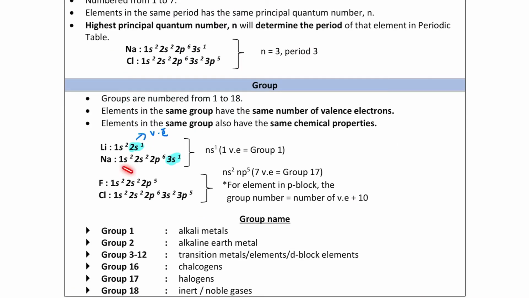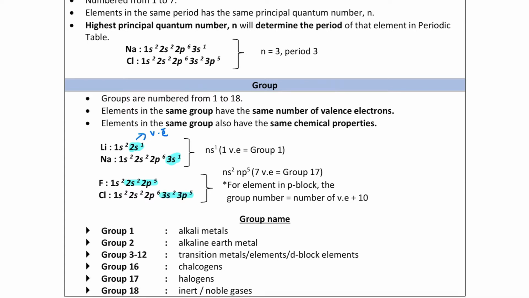Okay, and then next fluorine and chlorine. Okay, so sama juga macam mana nak tengok valence electron. Look for nilai n yang paling tinggi adalah 2 lah in this case. So that's mean the valence electronic configuration is 2s2 and 2p5 for fluorine. For chlorine, the valence electronic configuration yang highest dia adalah 3. So that's mean dia punya valence electronic configuration is 3s2 and 3p5.